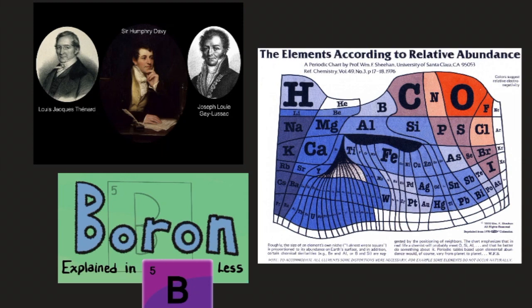Boron is relatively abundant on Earth. It's found in the lithosphere along with carbon, nitrogen, oxygen, hydrogen, fluorine, magnesium, sodium, aluminum, silicon, phosphorus, sulfur, chlorine, potassium, calcium, titanium, iron, copper, nickel, zinc, gallium, germanium, arsenic, selenium, bromine, and all those various other elements that are presented here on the relative abundance scale on Earth.